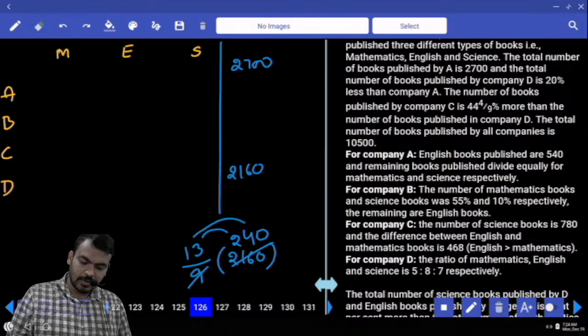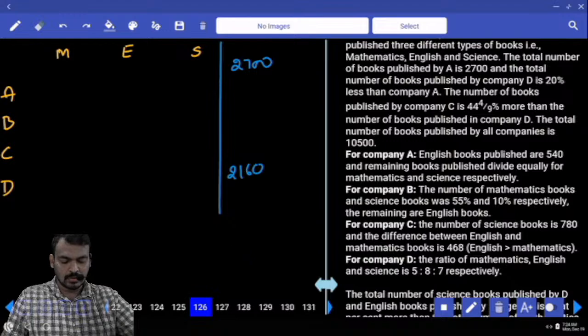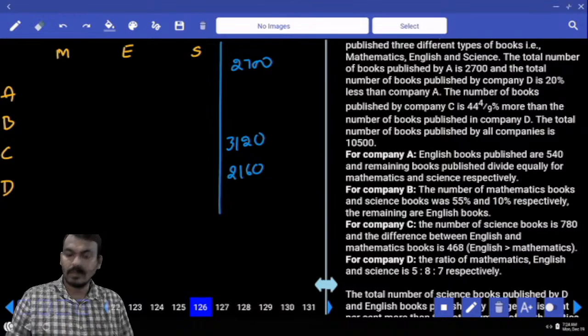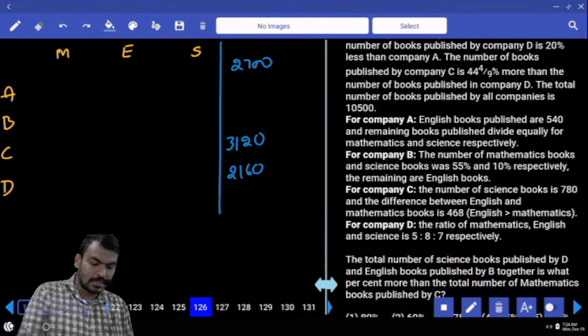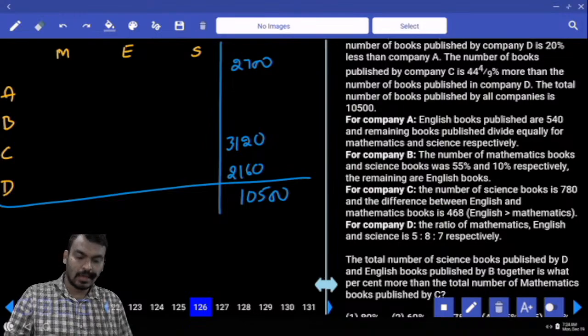2,600. 13 into 5, 40. 520, or 2,600 plus 520 is 3120. That 3120 is which company's books? C books. And one more: the total number of books published by all the companies is 10,500. That means 10,500 is the sum of all the companies. Okay, 2,700 plus 3,100, 120 and 2160.